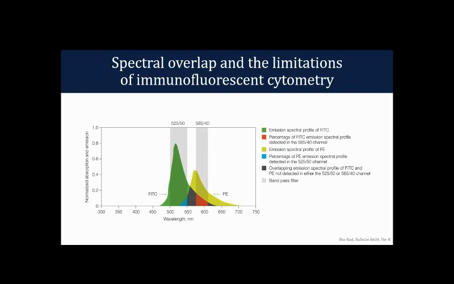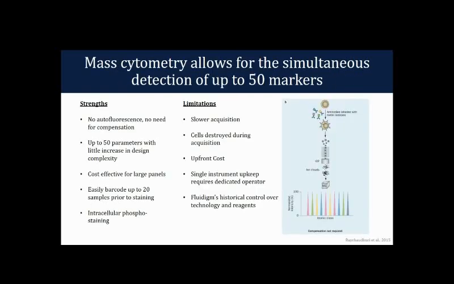So an approach, actually a Canadian approach originally in Toronto, to this problem was to, rather than conjugate antibodies to fluorophores, conjugate your antibodies to lanthanide group metals. These are the rare earth metals. And what this allows for is building really complex panels of up to 50 parameters with very little concern for spillover, compensation, autofluorescence, things like this.